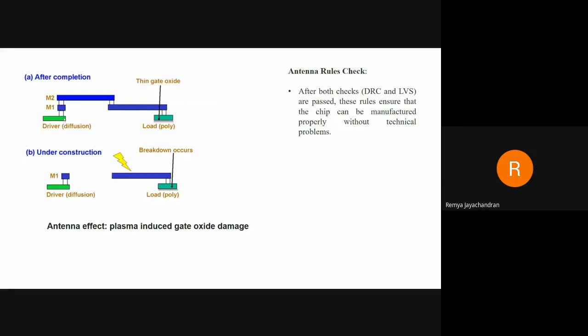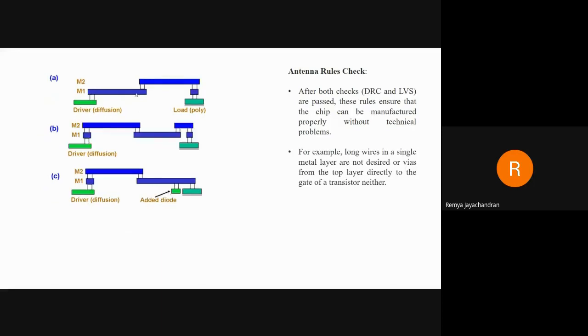You can see that if you are connecting the gate like this, while in the fabrication process, there are chances of oxide breakdown of this polysilicon. That is the oxide breakdown in the silicon dioxide. To avoid that, we have to follow a certain methodology. Instead of directly connecting from one metal to this polysilicon, you can go like this. This is the driver, that is one transistor, this is the other transistor. So this is the polysilicon.